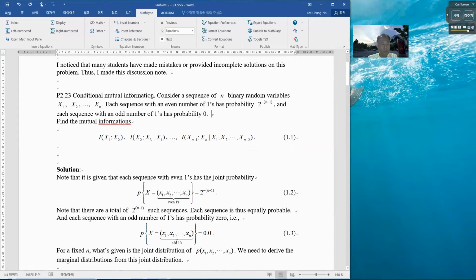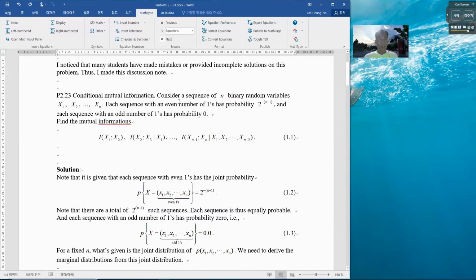The problem statement goes like this: consider a sequence of n binary random variables, x1, x2, ..., xn. Each sequence with an even number of ones has probability 2 to the minus (n minus 1). And each sequence with an odd number of ones has probability 0.